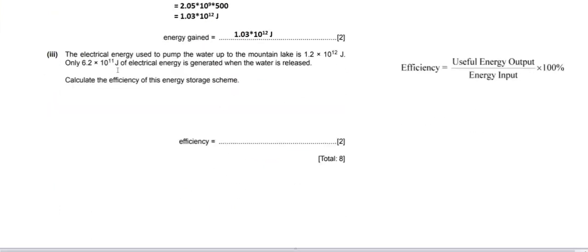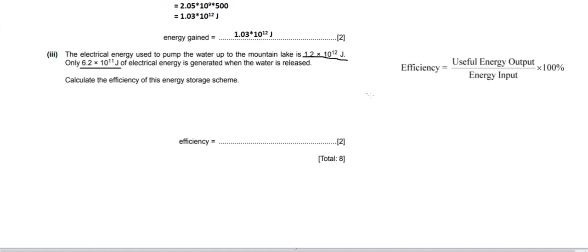Now the electrical energy used to pump the water up to the mountain lake is 1.2 into 10 to 12 joules, and only 6.2 into 10 to 11 joules of energy is generated when the water is released. So this much energy is supplied, and only this much is used. Calculate the efficiency. We know the efficiency formula: useful energy output divided by the energy input multiplied by 100. So we just have to do this ratio.